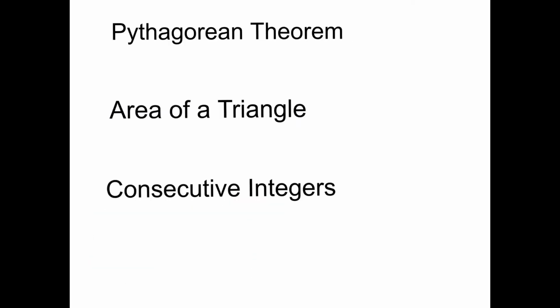Now for your homework today, you're going to need to know the equations to these three concepts. Let's start off with the Pythagorean theorem. The equation for that is a squared plus b squared is equal to c squared. Now let's move on to the area of a triangle. The area of a triangle is A for area is equal to base times height divided by 2.